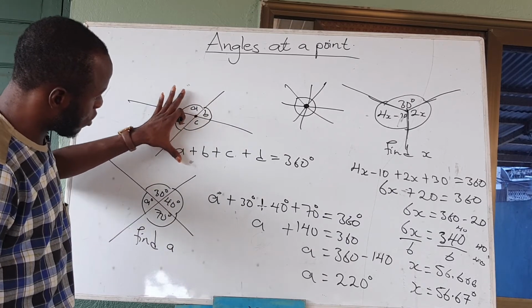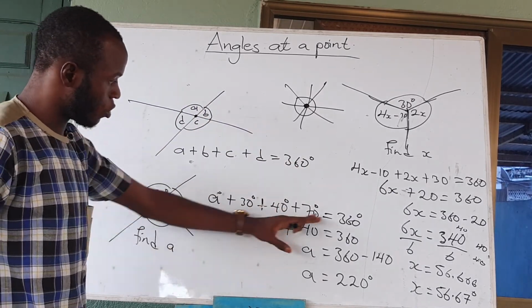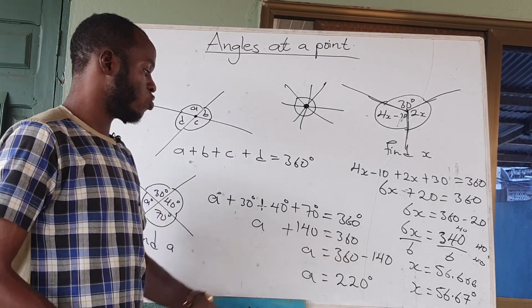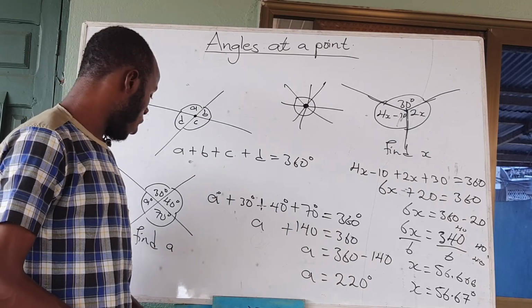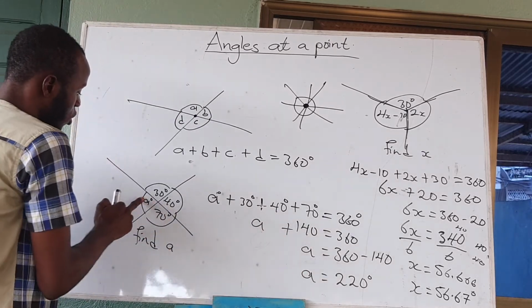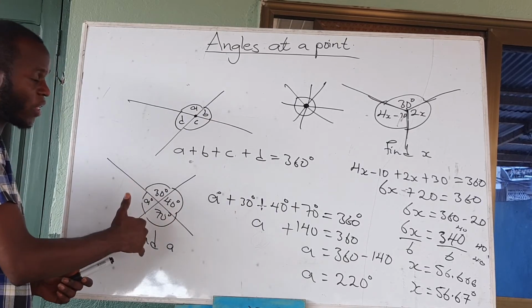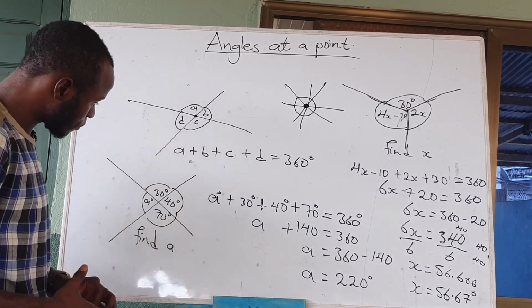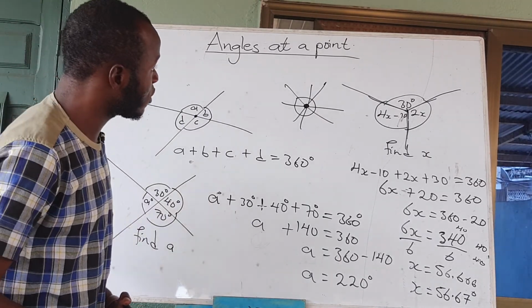This is the introduction. You add all of them, you have what? 360. Now this is a question. You find a, you add all of them, then you equate them to what? 360. The same way you solve, and then what? You have your angle. So when you substitute this angle into the diagram here, and you sum all of the angles, you should be obtaining 360 degrees, and this will bring us to the end of the angles at a point.